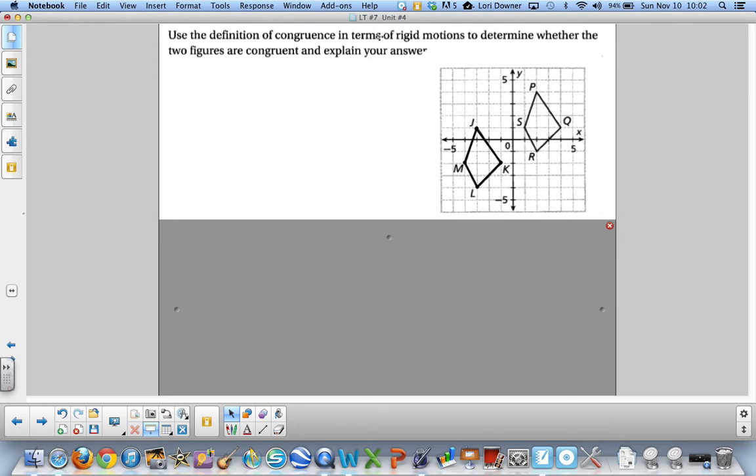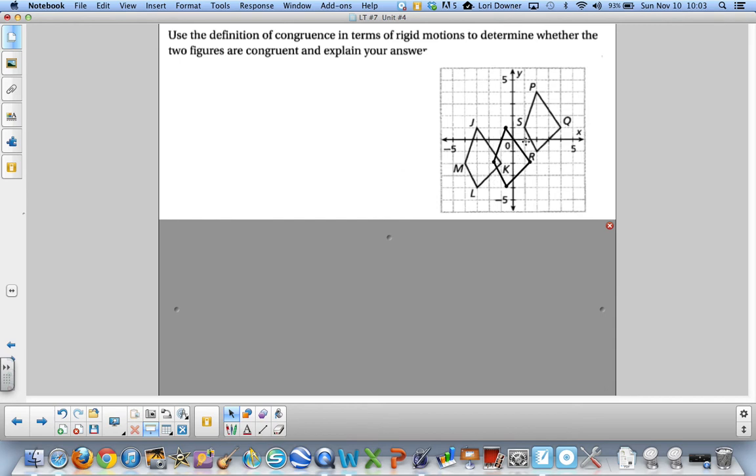So we're going to put this in terms of rigid motion to see if we can map one figure to the other and see if they are still congruent. So I want to see what I can do to this shape, maybe move it, translate it up, and I can see that it will map pretty easily here. So it looks like just a simple translation to the right and up. So let's see how I need to translate that.